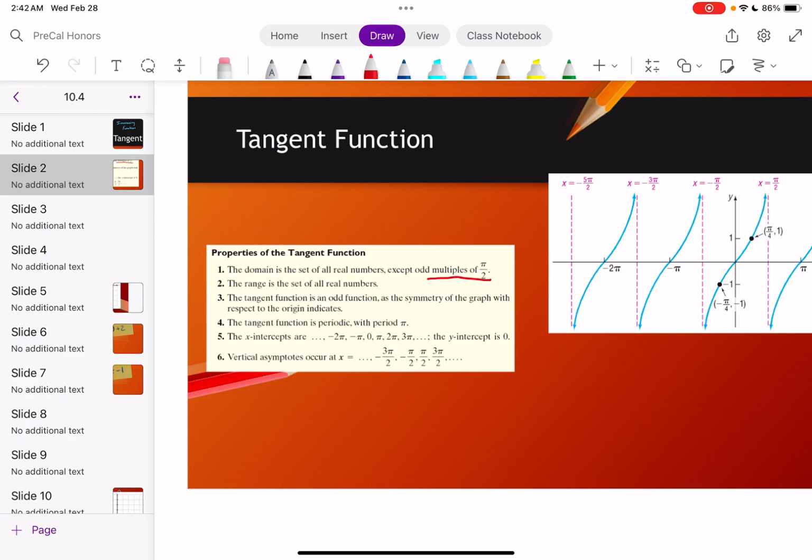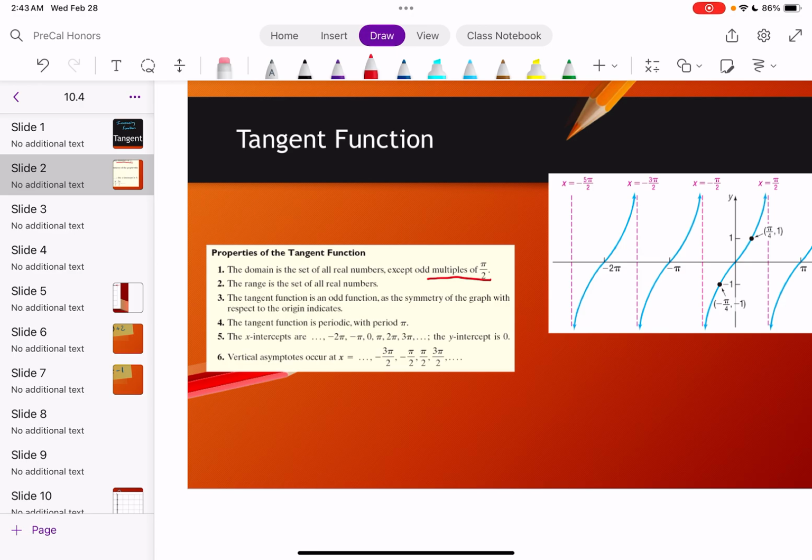So for example, on the image on the right hand side, you see negative 5 pi over 2, negative 3 pi over 2, negative pi over 2, pi over 2, positive 3 pi over 2, and 5 pi over 2. At every single one of these intervals, you're going to notice that there's an asymptote at that spot, and that will continue to occur to negative infinity and positive infinity.